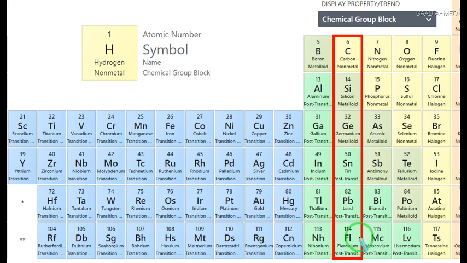So carbon has six electrons, the atomic number of carbon is 6, that means it has 6 electrons. Silicon 14, germanium 32, tin 50, lead 82. If you draw the atomic structure of these elements, you will find all of them have 4 electrons in the valence orbit.